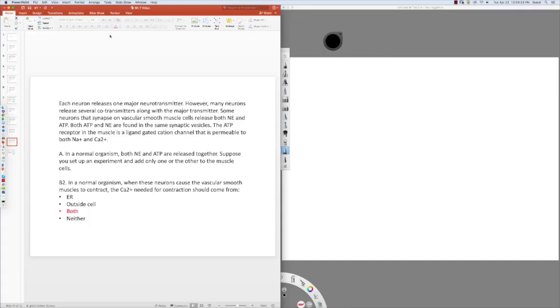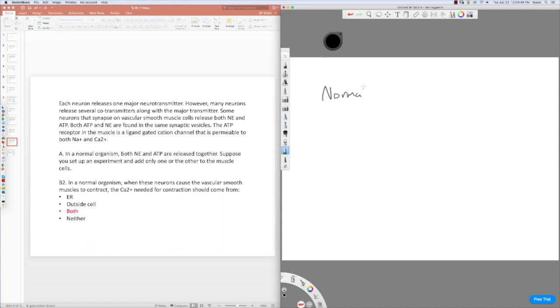Look at the first four words of B2. It says, in a normal organism, right? They're talking about real life, not like in an experiment. And right above that, I also have the question stem for part A, and look at the first few words again. In a normal organism, both NE and ATP are released together. So let's draw this out schematically. In a normal organism, it's both NE and ATP, right? Combined. It's both.